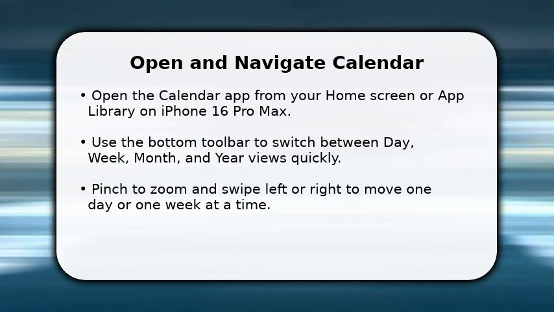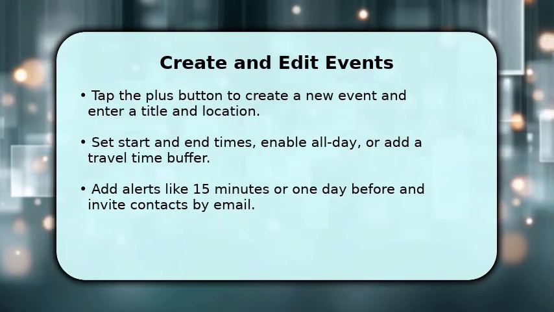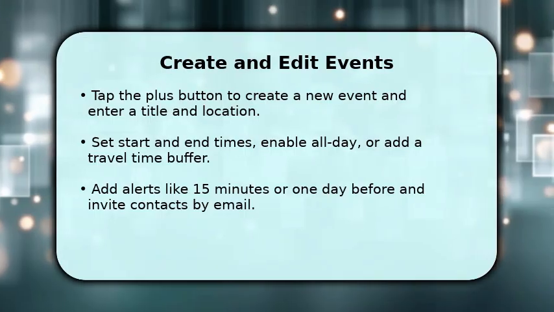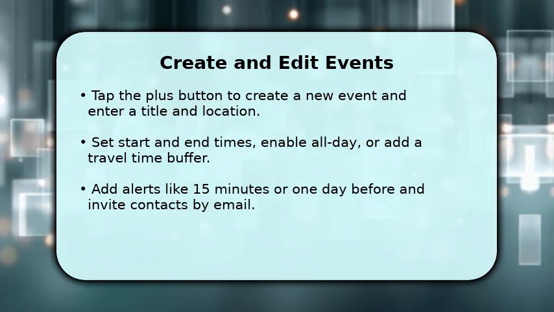Choose a start time and an end time or toggle all day for whole day events. Set a travel time buffer to estimate commute and get alerts earlier. Add alerts like 15 minutes or 1 day before so you prepare on time.